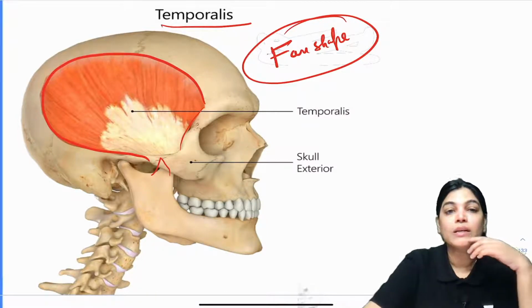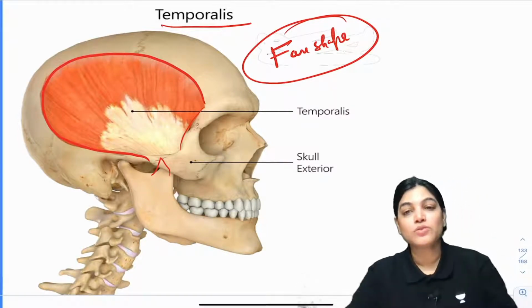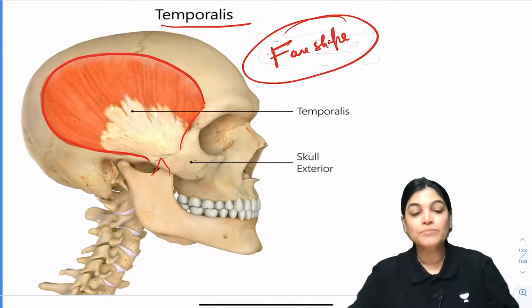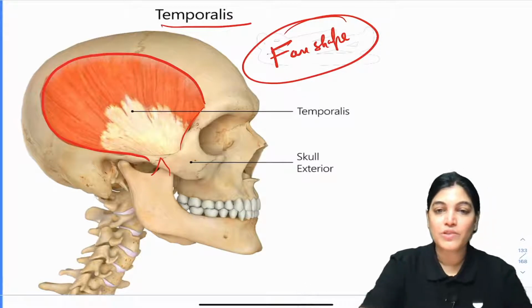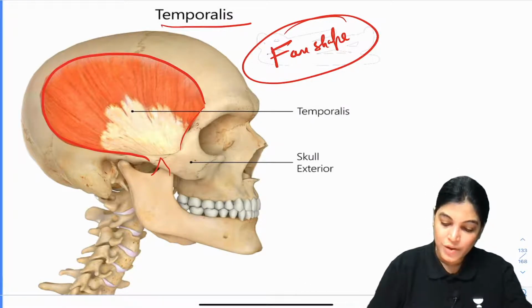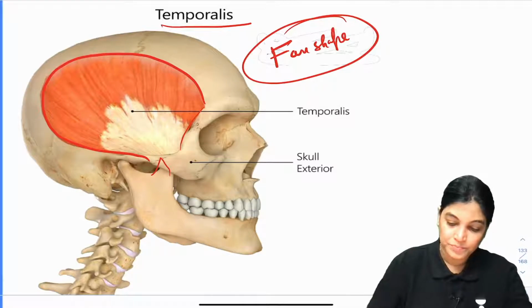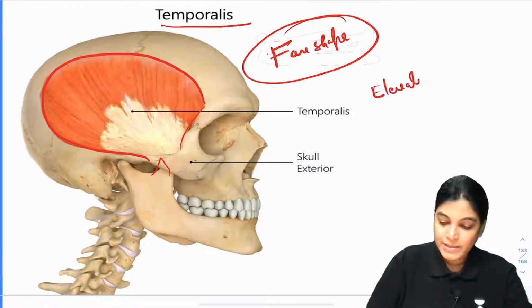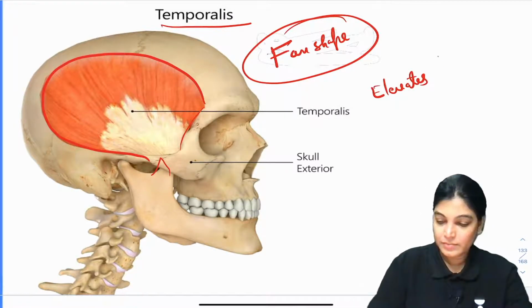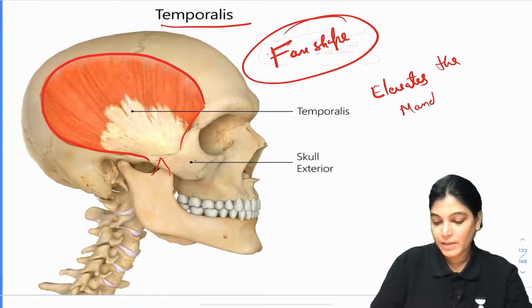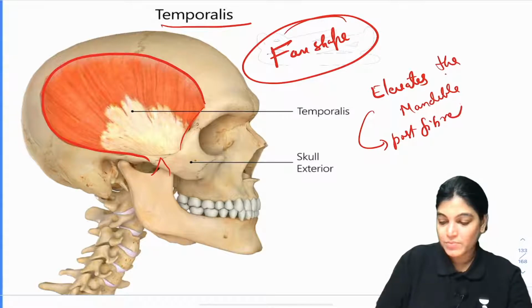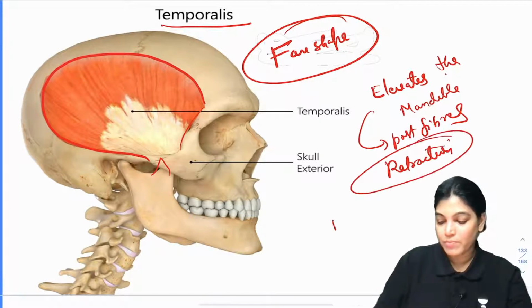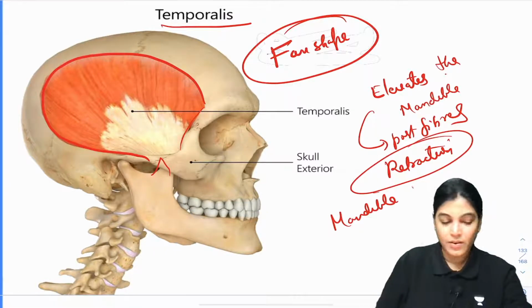Here also, you can appreciate that it is not pierced by the parotid duct, and it has innervation from the mandibular nerve. Its function is elevation of the mandible, which means it closes the mouth, and the posterior fibers of the temporalis muscle cause retraction of the mandible. Okay, so done with this.